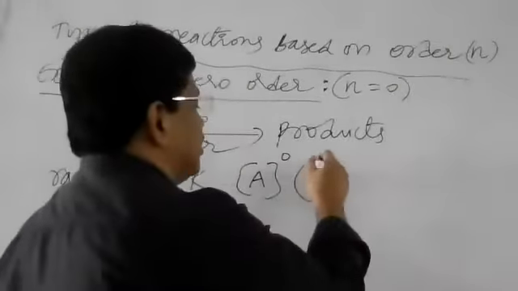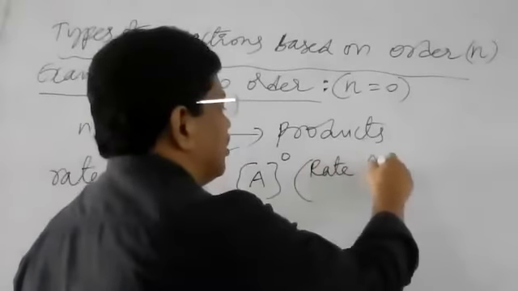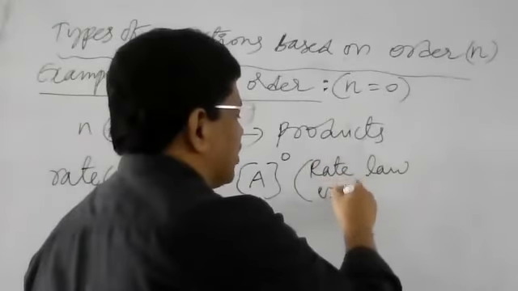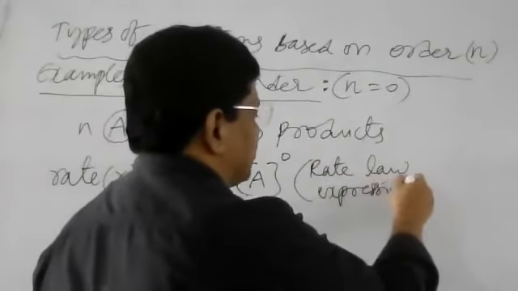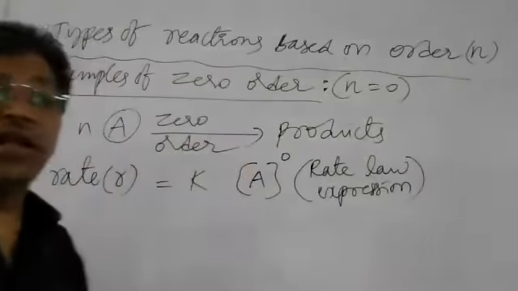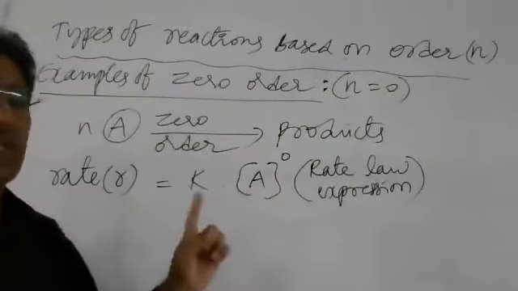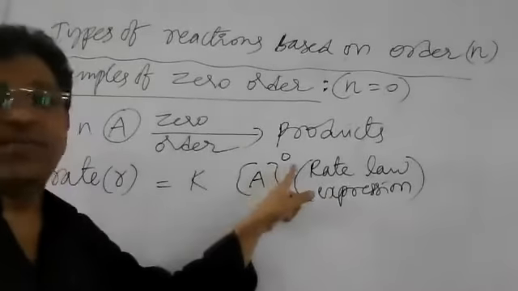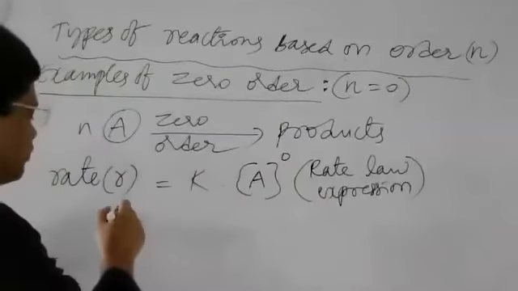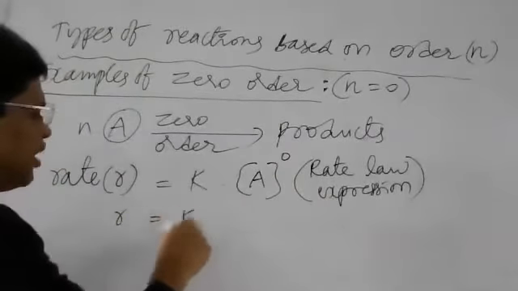This is called what now? Rate law expression, or rate law equation we can say. This is rate law equation. Now anything to the power of 0 is what? 1. Therefore, rate equals K.